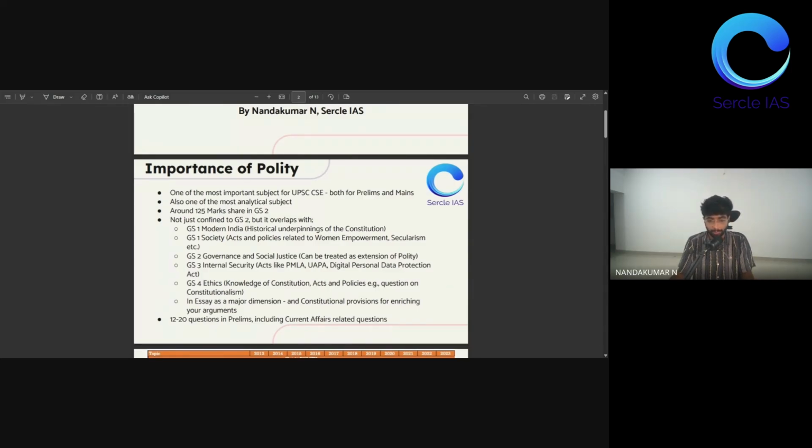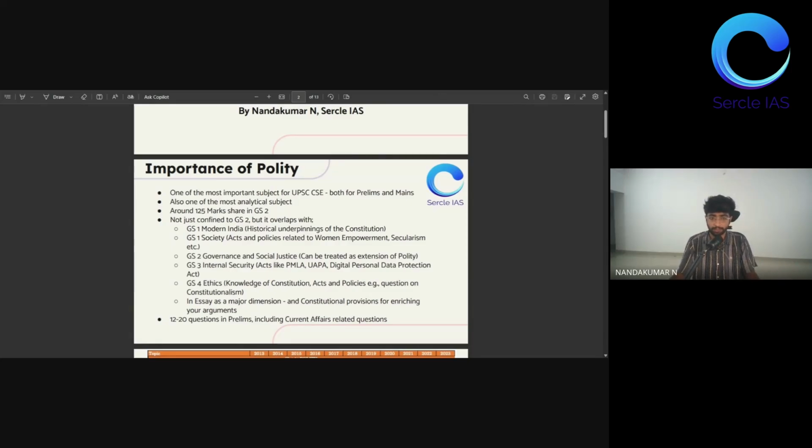It also overlaps with other areas like, for example, GS1, Modern India. There is a topic called Historical Underpinnings of the Constitution in our polity syllabus, and it is also a major area for modern India. For example, questions like Government of India Act 1935 come in both polity and GS2 as well as in GS1. So the weightage of polity does not end in GS2. It goes beyond GS2 and covers almost all the GS papers as well as essay.